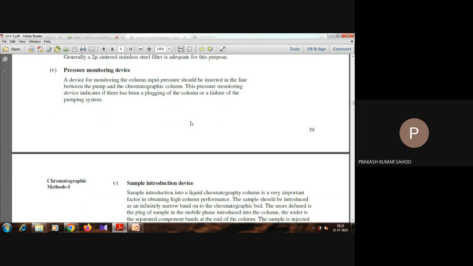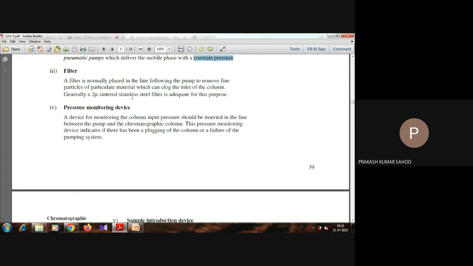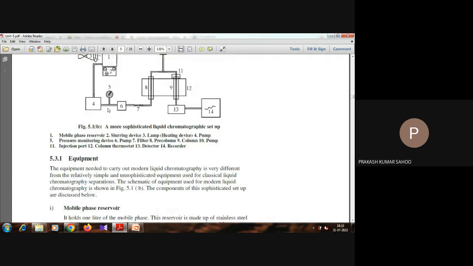Then pressure monitoring device. A device for monitoring the column input pressure should be inserted in the line between the pump and the chromatographic column. This pressure monitoring device indicates if there has been a plugging of the column or failure of the pumping system. So this is just a monitoring device. This is the fourth one. Okay, so this is just a pressure monitoring device. This one, number 5.